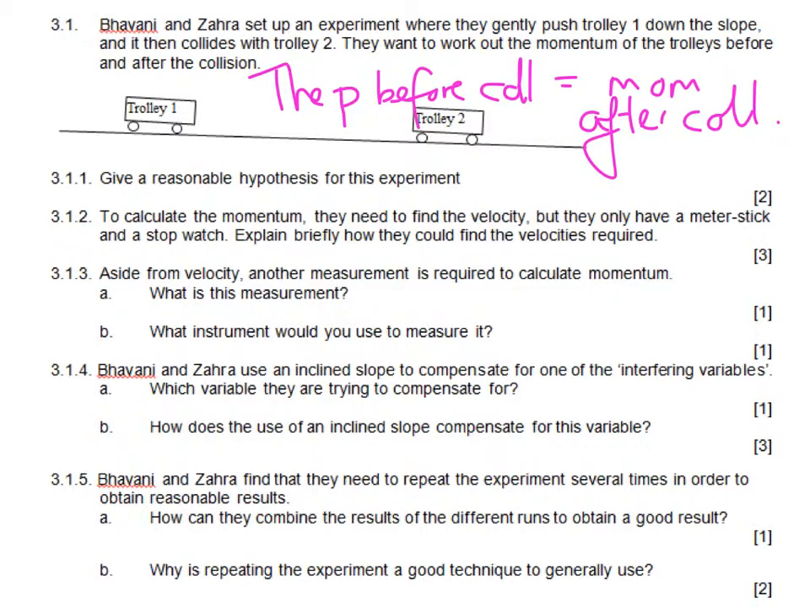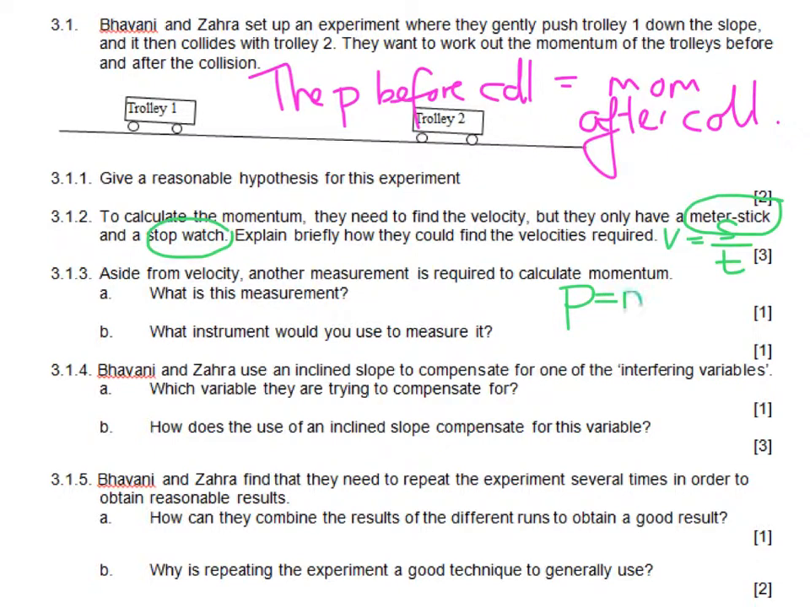To calculate the momentum, they need to find the velocity, but they only have a meter stick and a stopwatch. Explain briefly how they would find the velocities required. All that they're really doing is seeing, would you be able to conduct an experiment? So you should know that velocity is equal to distance over time. So they would measure the distance with a meter stick and the time with a stopwatch in order to determine the velocity.